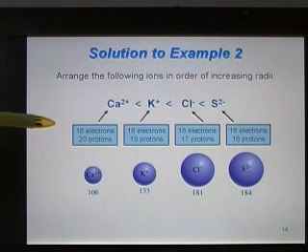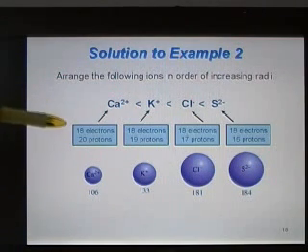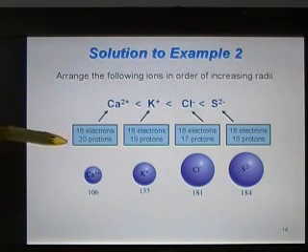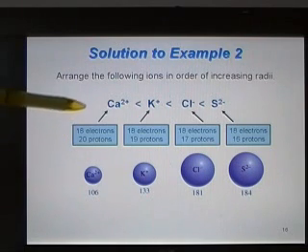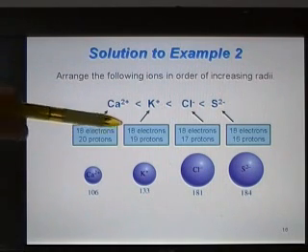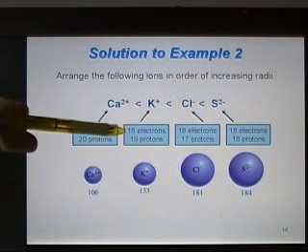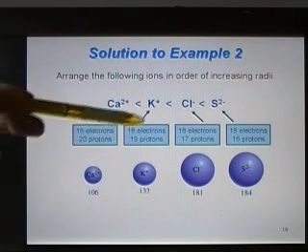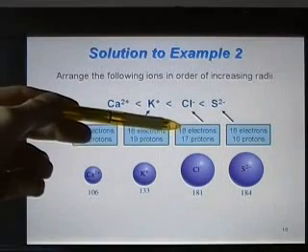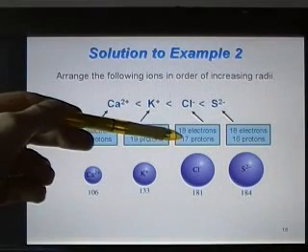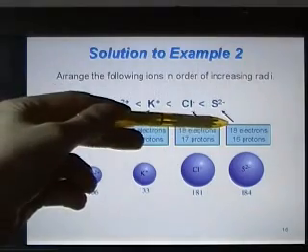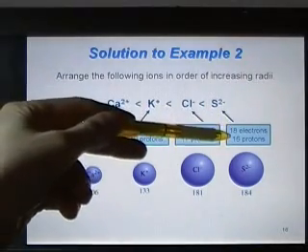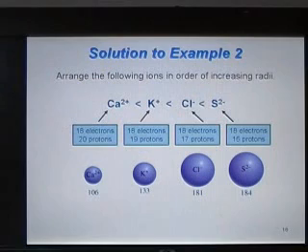The difference between these four ions is the number of protons. Calcium 2+ has 18 electrons and 20 protons. Potassium 1+ has 18 electrons and 19 protons. Cl- has 18 electrons and 17 protons. And S2- has 18 electrons and 16 protons.